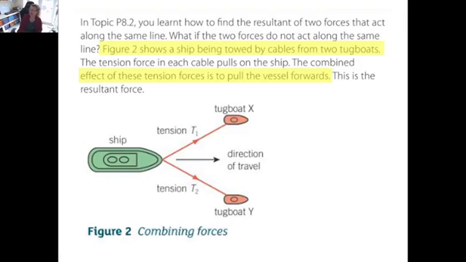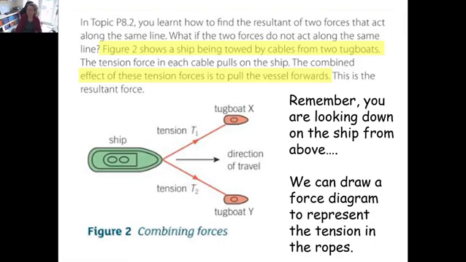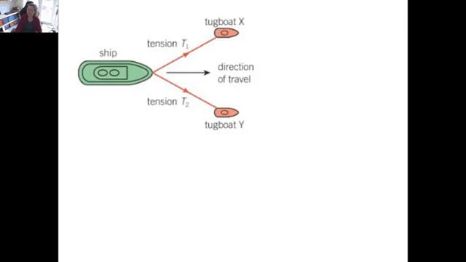What's the effect of the tension to pull that vehicle along? Now remember, you're actually looking down on the ship. So you're looking from above, looking down on the ship and the two little boats, and here are the ropes pulling them along, and there's a tension in that rope T1 and a tension in that rope T2. So we can draw a force diagram to represent this vector problem. So how do we do that?